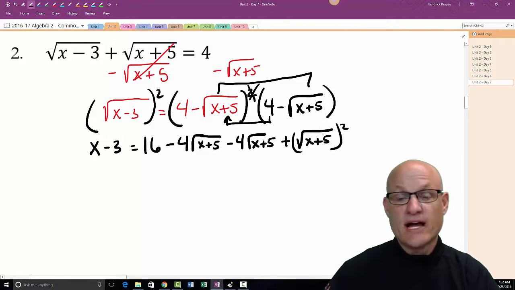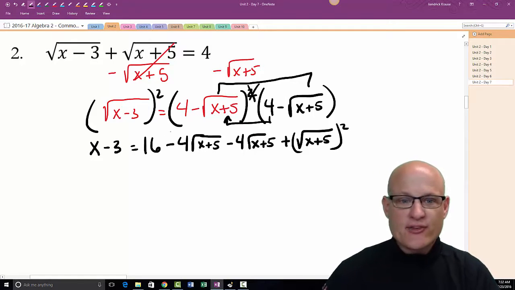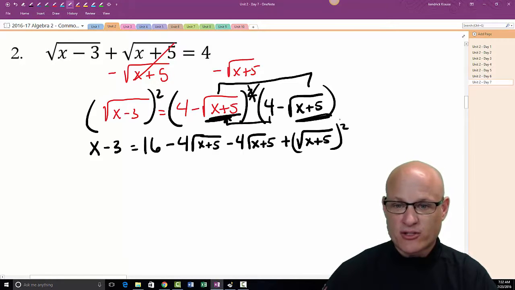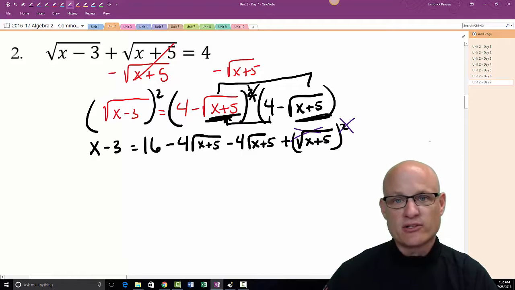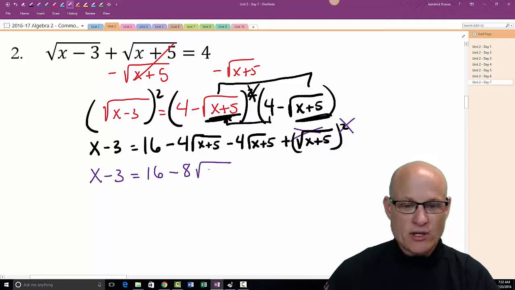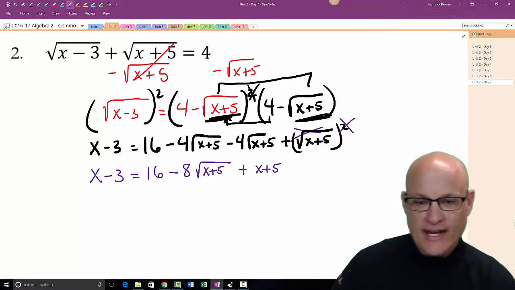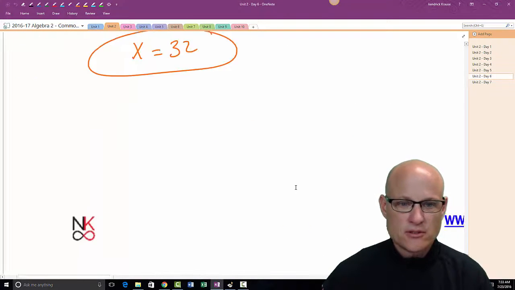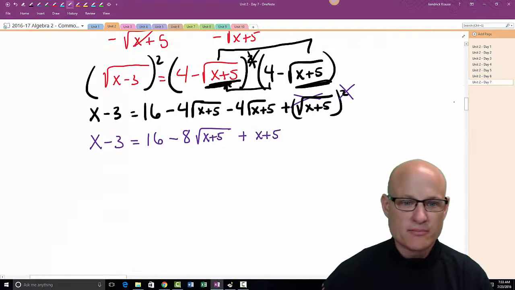Now, I can't stress this enough. The square root of x plus 5 times the square root of x plus 5 is really just x plus 5. So if you wanted to, you could have just written x plus 5 here, because this square and this square root cancel each other out. All right, let's clean it up a little bit. So you get x minus 3 equals 16 minus 8 square roots of x plus 5 plus x plus 5. Because that square and that square root just cancel each other out. It always does that. Switches pages on me.